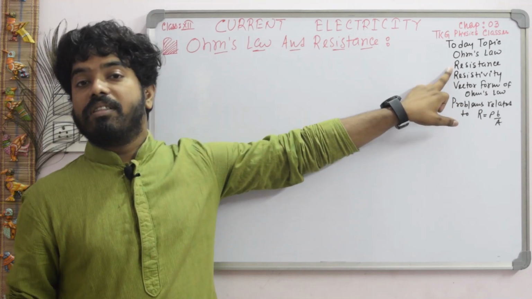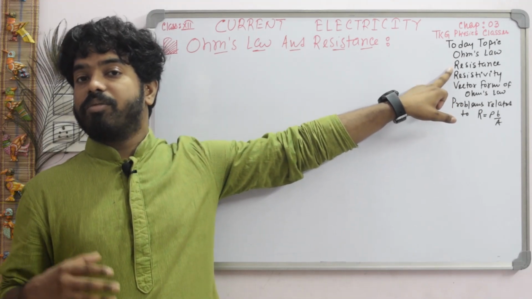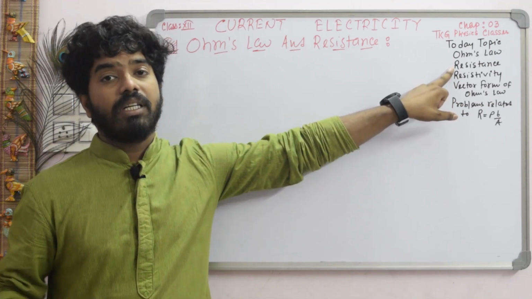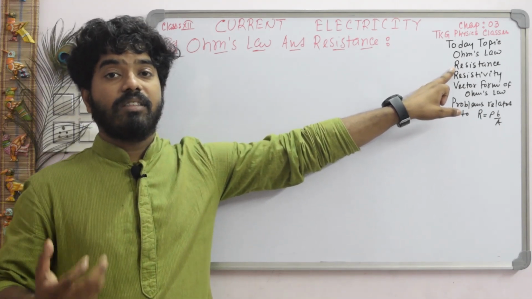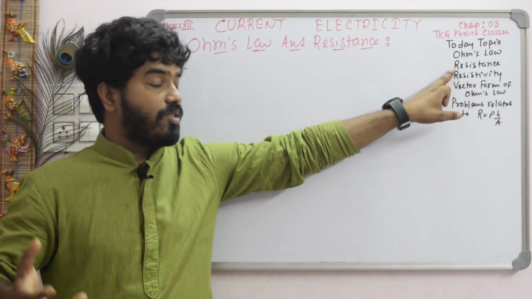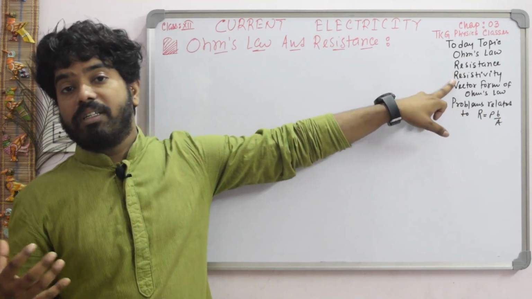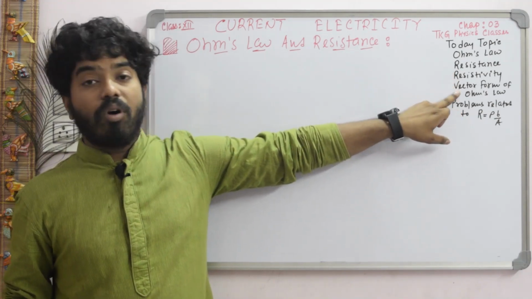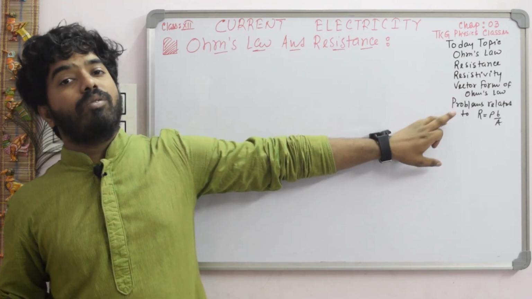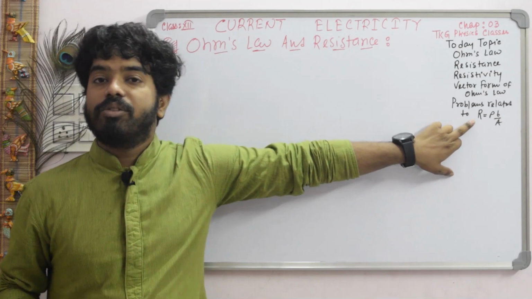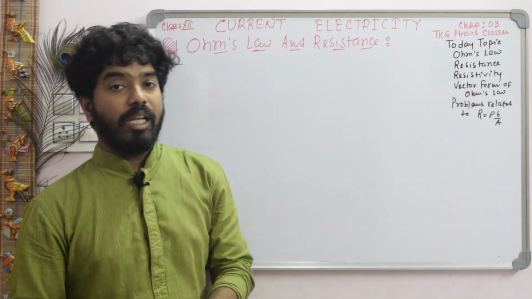Then we will discuss resistance, the basics of resistance. We find out the units and dimension. Then we find out the factors affecting the resistance, that means resistance depends upon which factors, etc. Then we will find out the resistivity. Then we will solve the vector form of Ohm's law. And finally, we will solve some numericals related to this formula, R is equal to rho L by A.